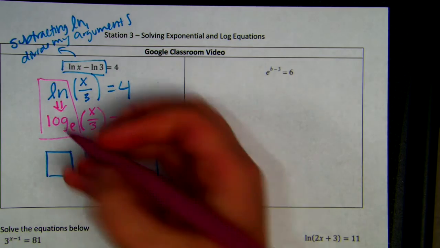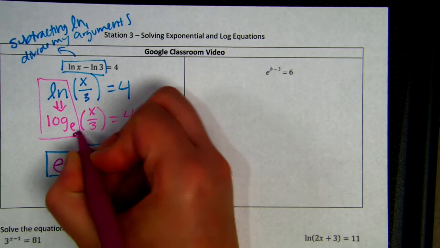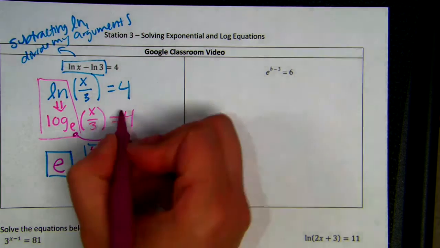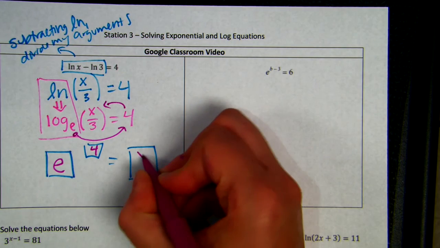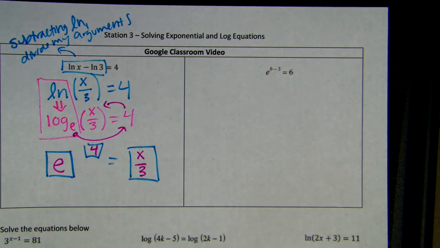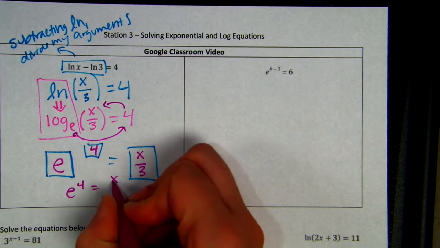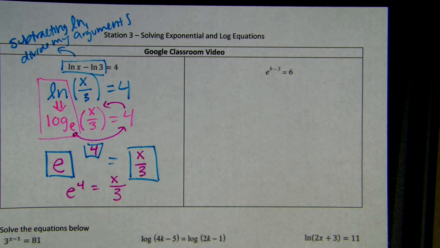So we always start with our base. Starting here, we have e to the 4th power. I swung across my equal sign, back over here, equals x over 3. So I'm going to rewrite that underneath. E to the 4th equals x over 3. This is just the same thing.